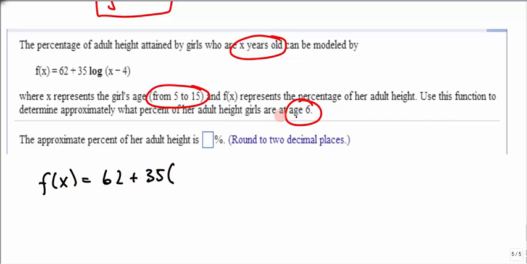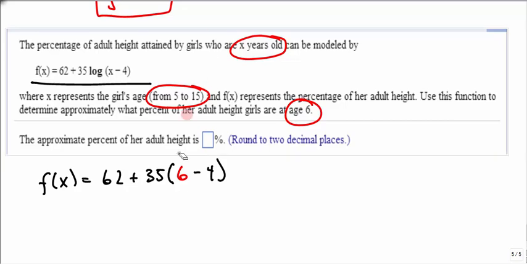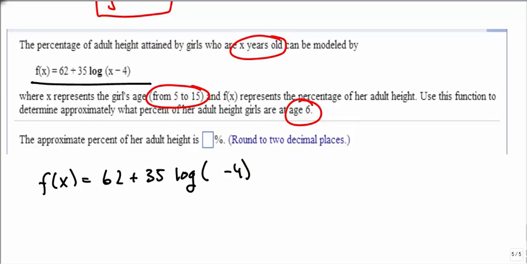So in place of x, we would go ahead and put in a 6. So it's this equation, I just go ahead and plug in a 6. Whoops, I forgot the log in here though, we better get that in. So 35 log, and again we plug in a 6. So let's go ahead and plug this into your calculator. We have to be really careful about order of operations. I don't do this addition first. I do the log first and the multiplication.